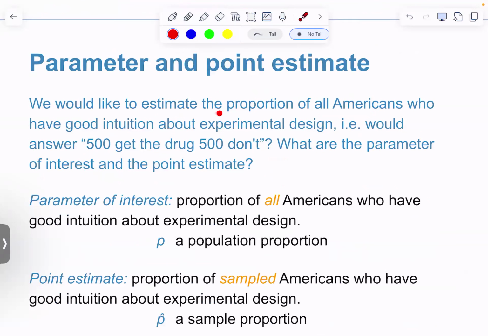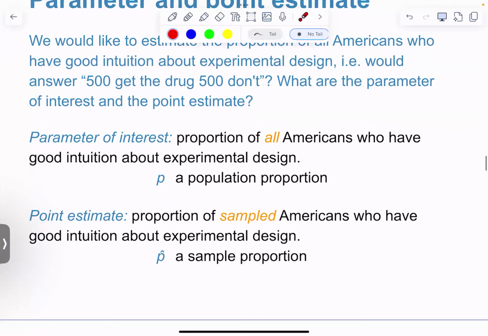We would like to estimate the proportion of all Americans who have good intuition about experimental design. That is, they would answer 500 get the drug and 500 don't. What are the parameter of interest and the point estimate? The thing that we're interested in is the parameter. The parameter is the proportion of all Americans who have good intuition about experimental design, right? They picked that correct option. And so P is a population proportion, right?